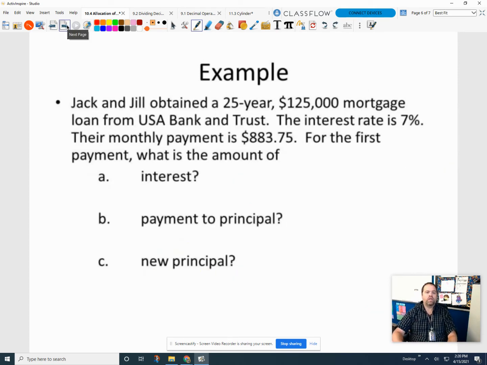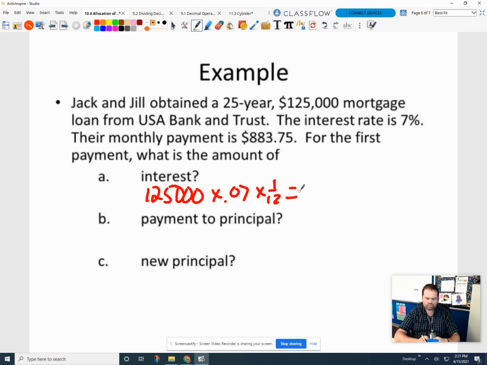All right, let's do another one real quick. Jack and Jill obtained a 25-year, $125,000 mortgage from Bank and Trust. Interest rate is 7%. Monthly payment is $883.75. So for the first payment, we're going to calculate the interest. So that is $125,000 times 0.07 times 1/12 because it's just the first month. So that first month they're paying $729.17 in interest.